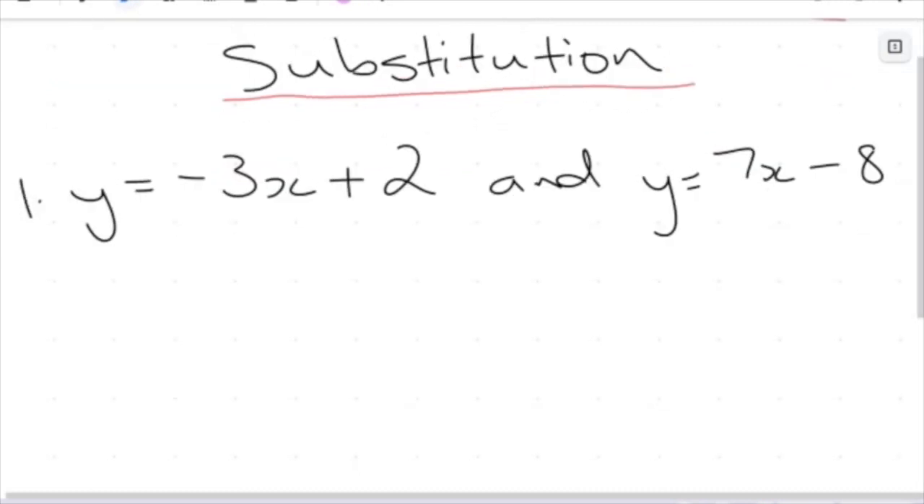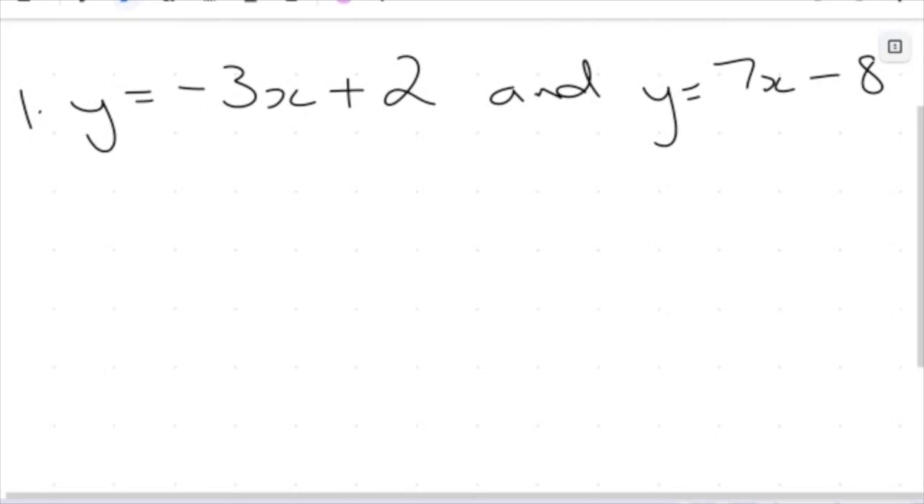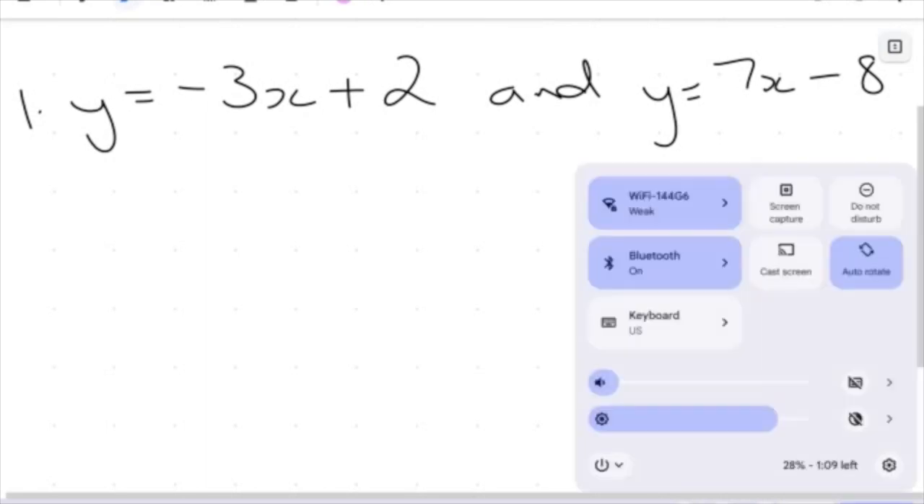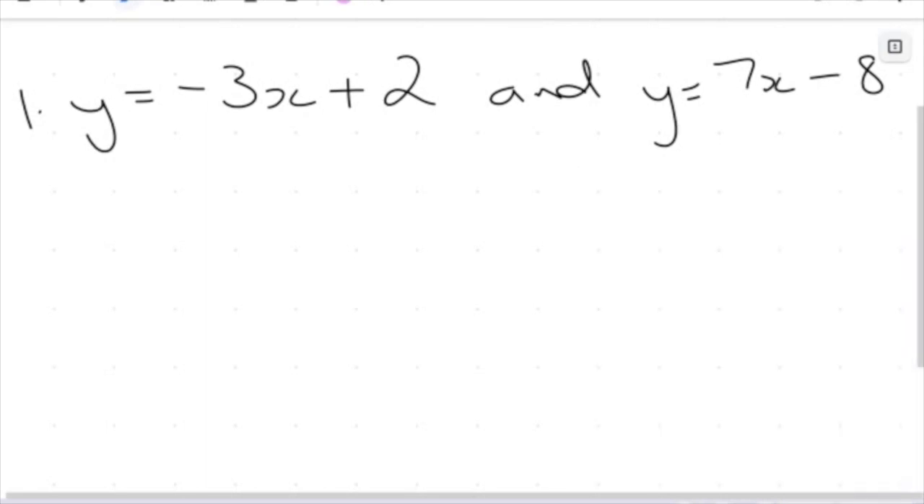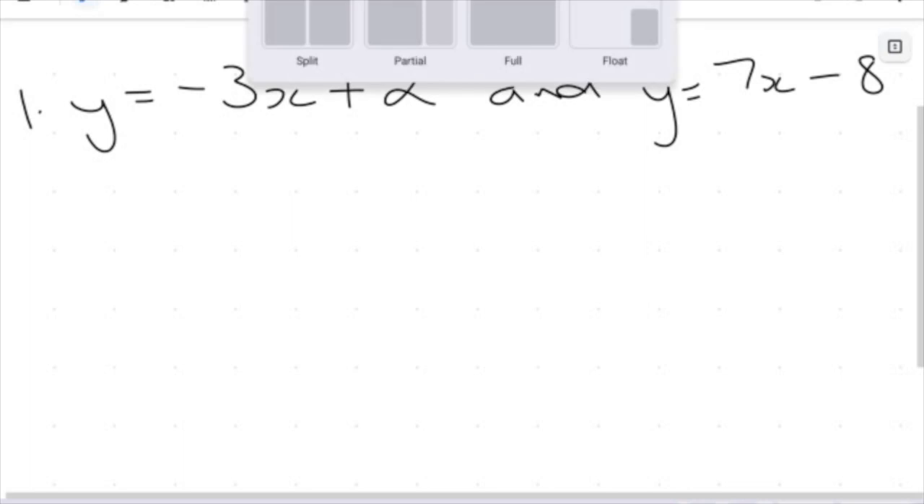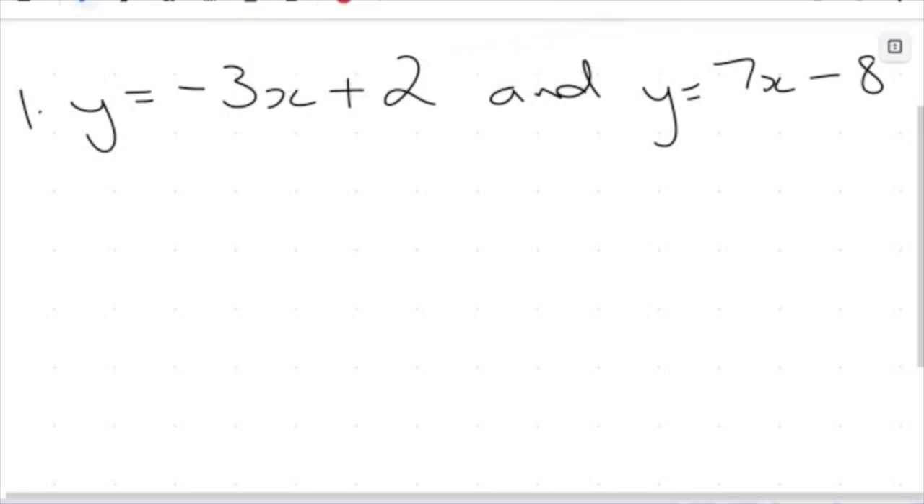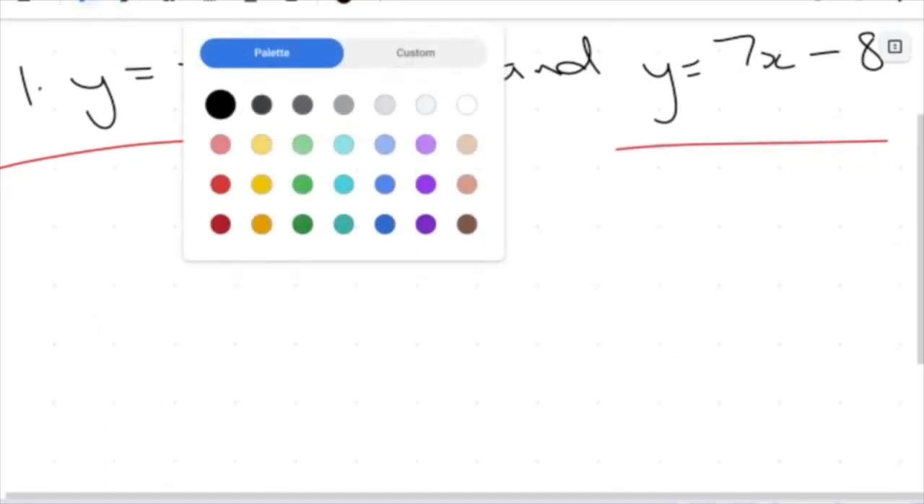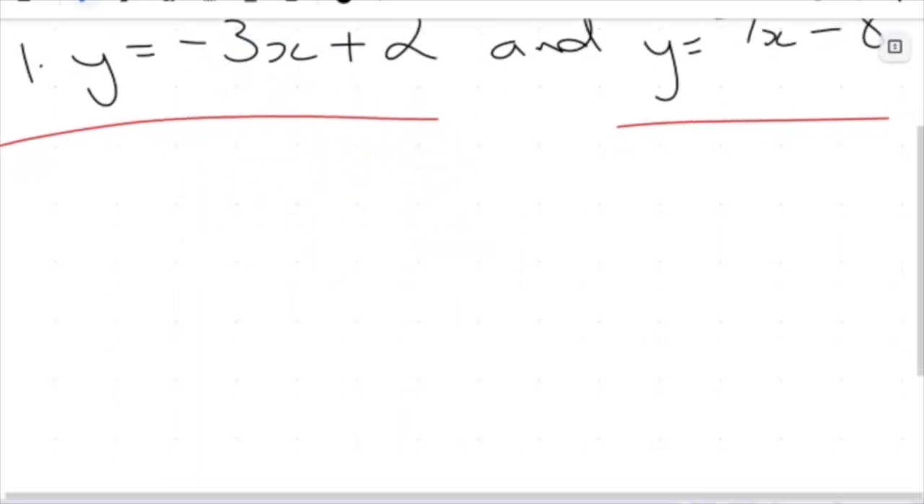But I've written here for us, now that we start our long investigation into simultaneous equations, we're given these two equations. We're given y equals 3x plus 2 and y equals 7x minus 8. Now, what are these two things? Well, these two equations just represent lines.